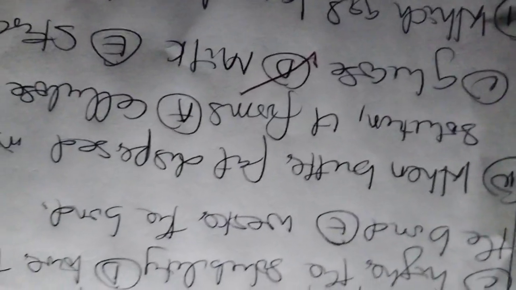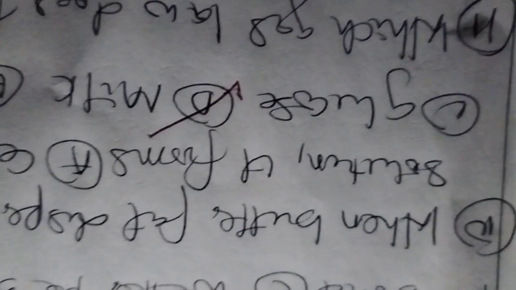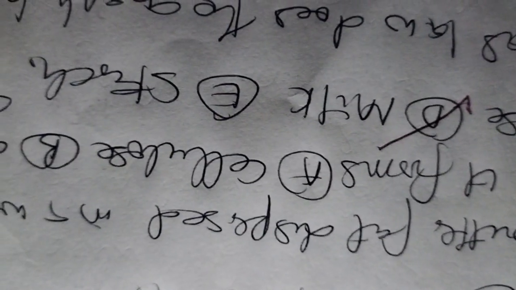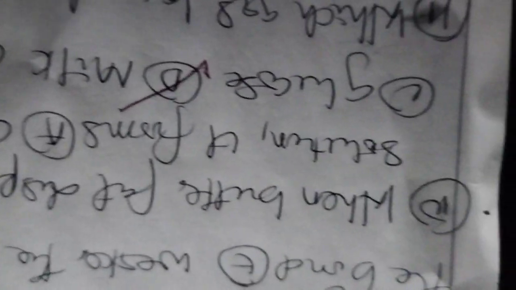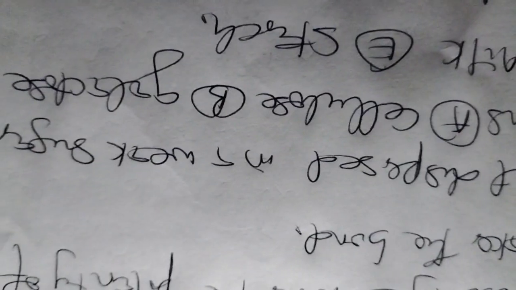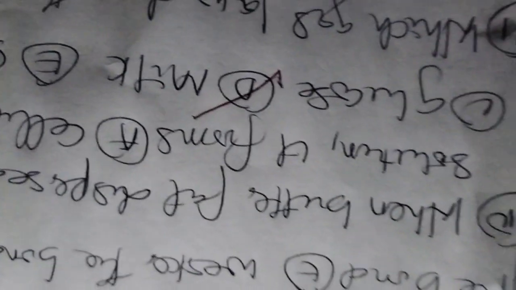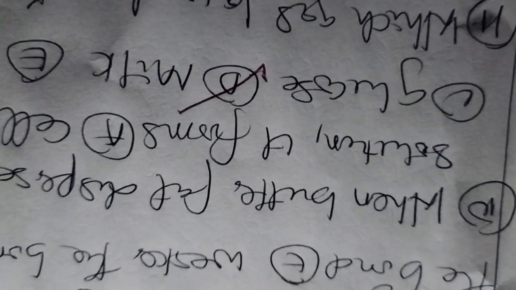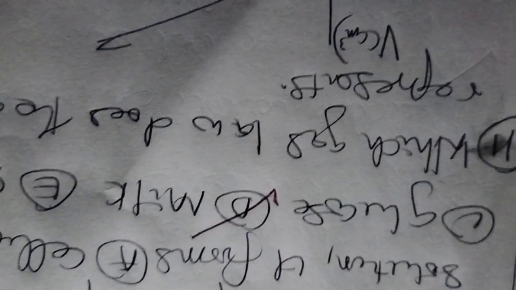Number 10. When butterfat is dispersed in a weak sugar solution, it forms A, cellulose, B, galactose, C, glucose, D, milk, and E, starch. Number 10, the answer is milk. When butterfat is dispersed into a weak sugar solution, it forms milk. Number 10 is D.